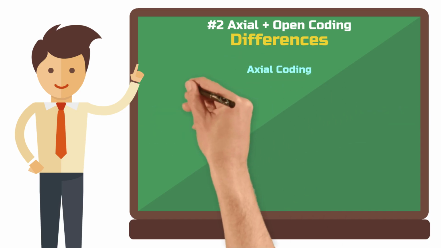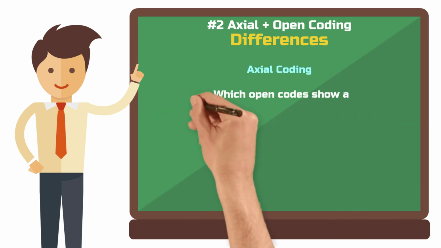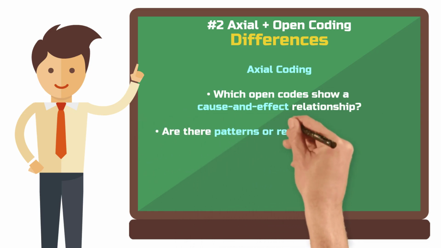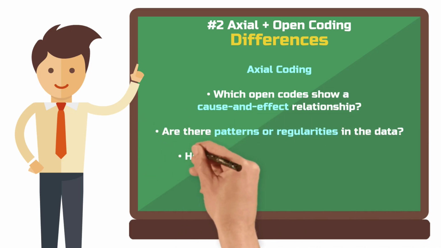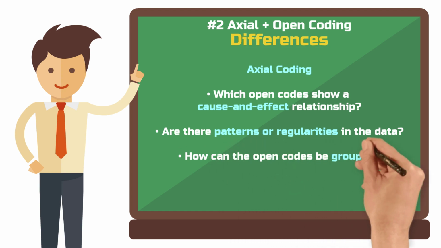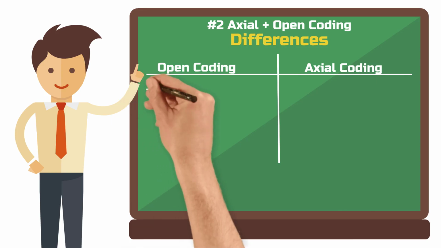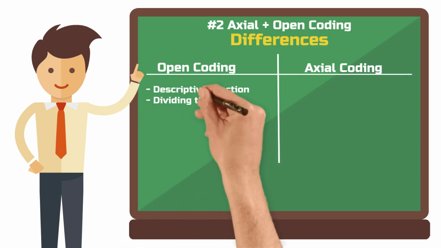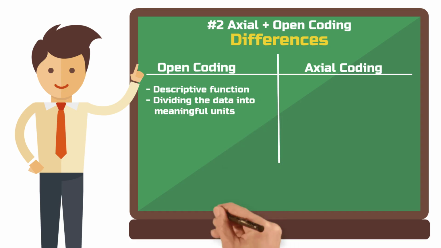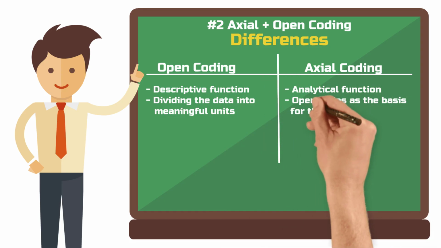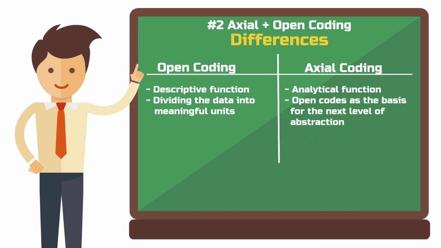You deliberately ask questions such as, which open codes have a cause and effect relationship? Are there patterns or regularities in the data? And how can the open codes be grouped? Where open coding primarily serves a descriptive function, breaking your data into meaningful units, axial coding has an analytical function. It allows you to reach the next level of abstraction using your open codes.